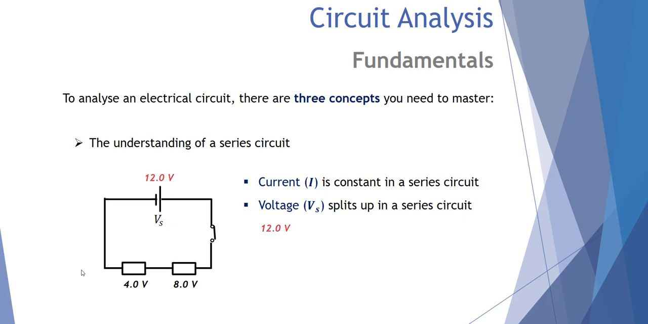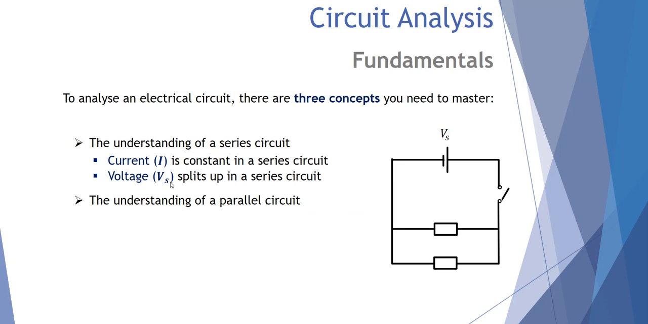So 12 volts leaving the battery can be found as 8 volts across the first component plus a further 4 volts across the second component. The voltage used up in the circuit once it leaves the terminal and charge returns back to the terminal, all that voltage has to equal the potential of the battery.